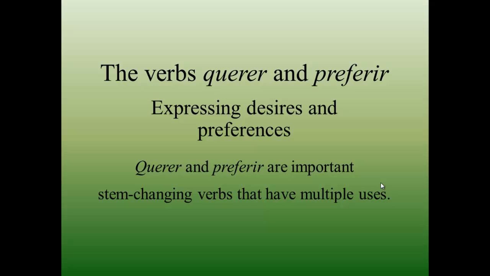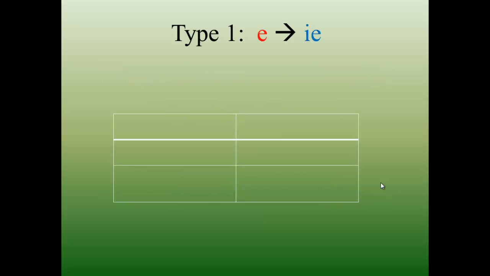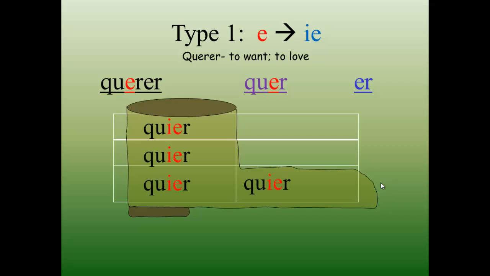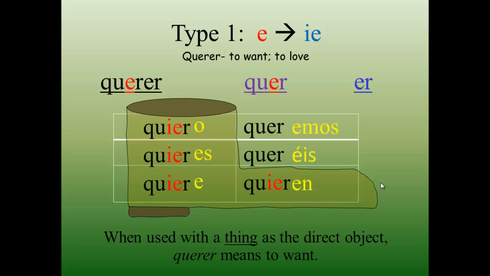Now, the verbs querer and preferir, we use them to express desire and preferences, and they're pretty important stem-changing verbs that have multiple uses, and we'll get into that. So, querer, draw your boot, the E to IE stem change. Your new stem is quier. Inside the boot is quier, outside the boot is quer. It's an ER verb, so o, es, e, emos, éis, en. We have quiero, quieres, quiere, queremos, queréis, quieren. So you say quieren with a K.